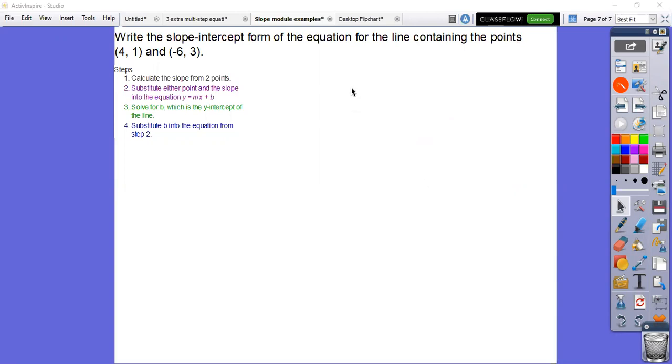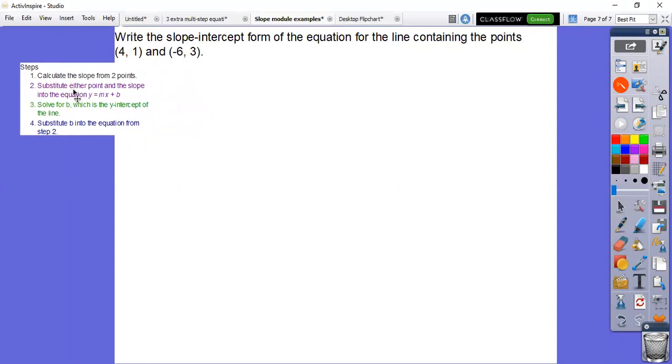All right, folks, we're going to do another example with writing slope-intercept form in method 1. This time it says write the slope-intercept form of equation for the line containing points (4, 1) and (-6, 3). Okay, so it's going to be the same steps.